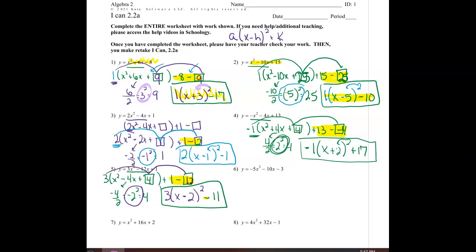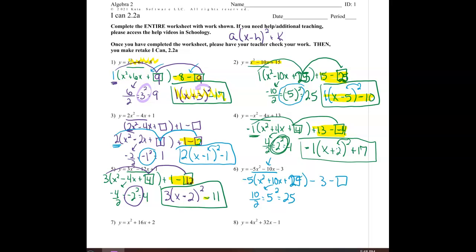All right, last one, and then you'll be taking over from here on. So again, I'm going to group these x's together. I'm going to go ahead and just factor out that -5, which turns this minus 10x into plus 10x. And now I'll be taking 10, cutting it in half for +5, squaring the 5, which gives me 25.